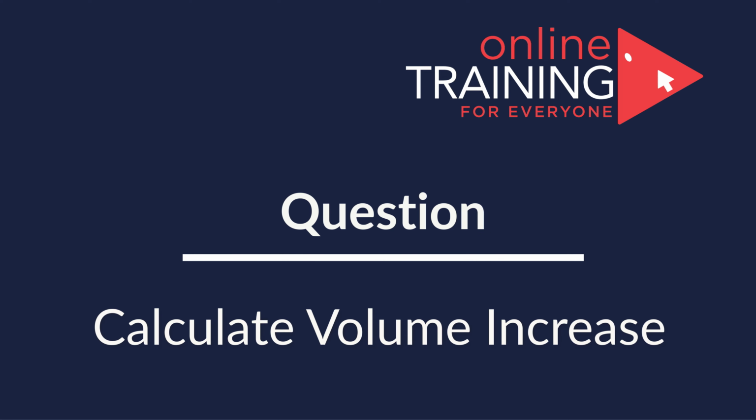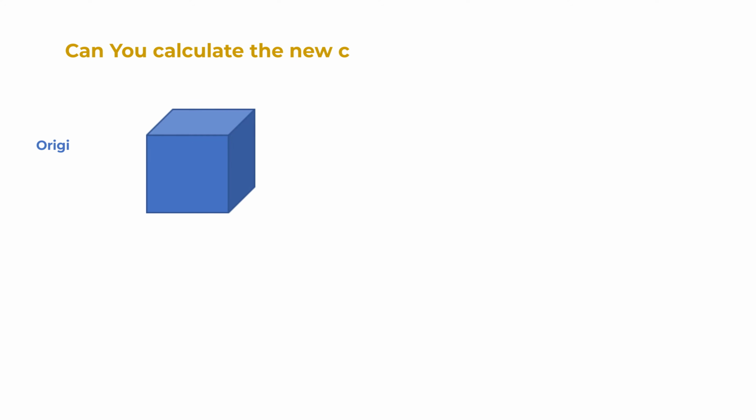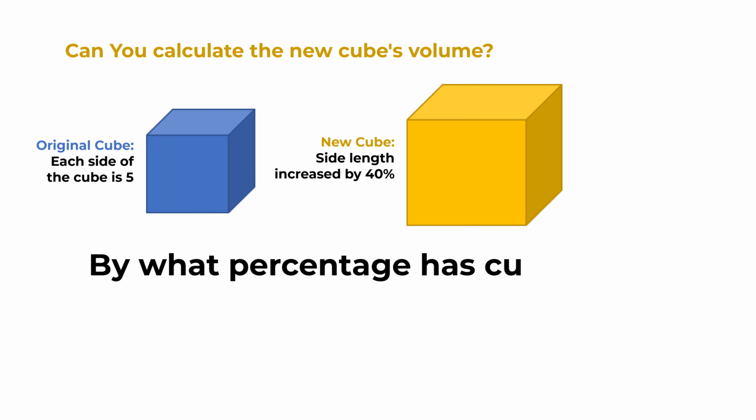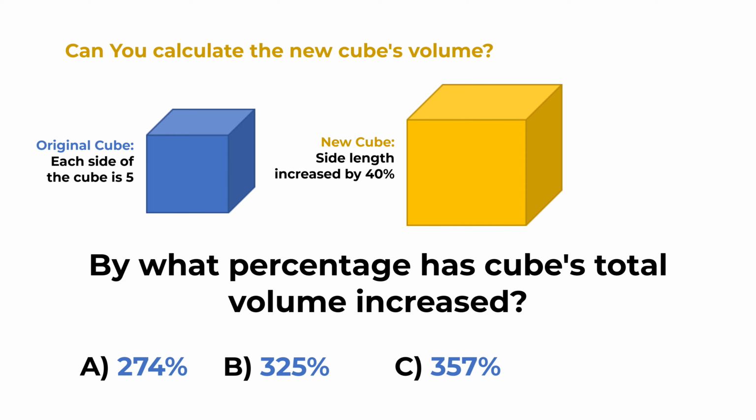Here is a very interesting question we frequently see on the test. A 5 by 5 by 5 cube has its side's length increased by 40%. As a result of these changes, by what percentage has the cube's total volume increased? You're presented with 4 different choices. Choice A, 274%. Choice B, 325%. Choice C, 357%. And choice D, 379%. Do you see the answer?